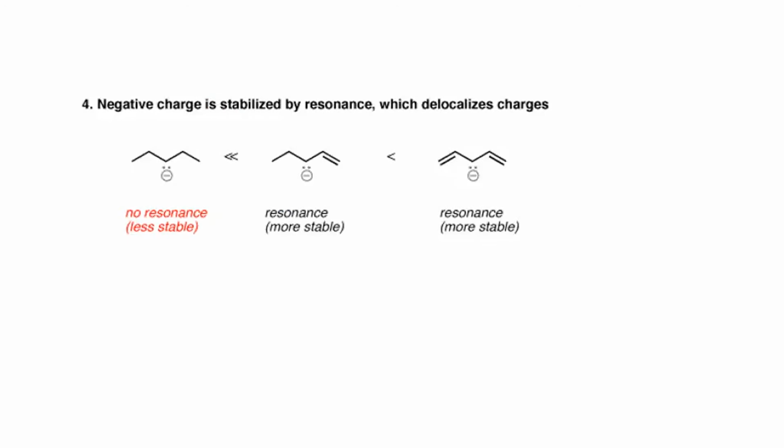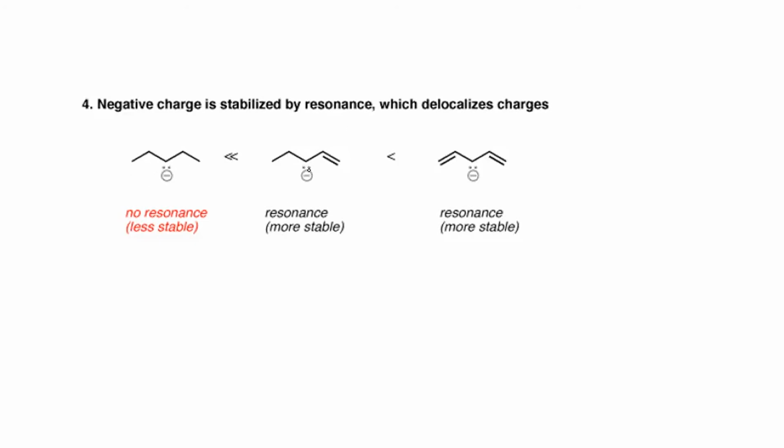Let's talk about the fourth factor. In this particular case, the negative charge is stabilized by resonance. It means the higher the delocalization, the higher the stability. It depends totally on the number of resonating structures: the higher the number of resonating structures, the higher the stability. As you can see, the first one is less stable because it doesn't have any resonating structure.